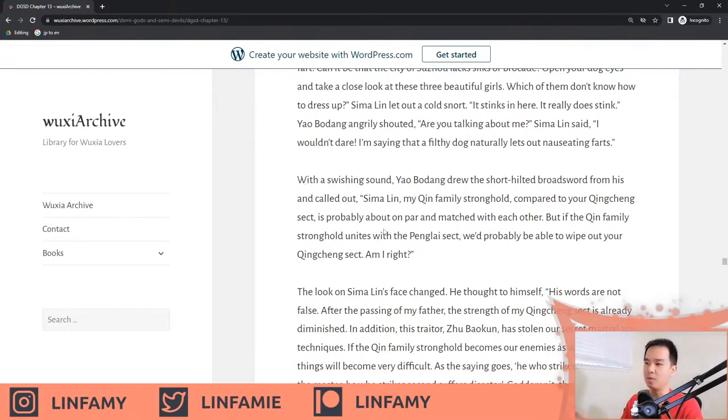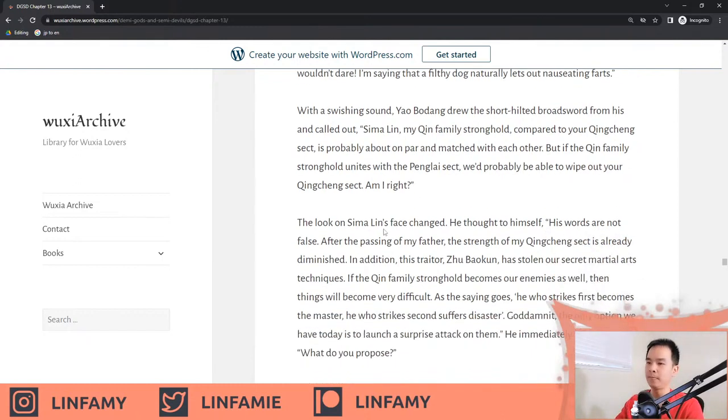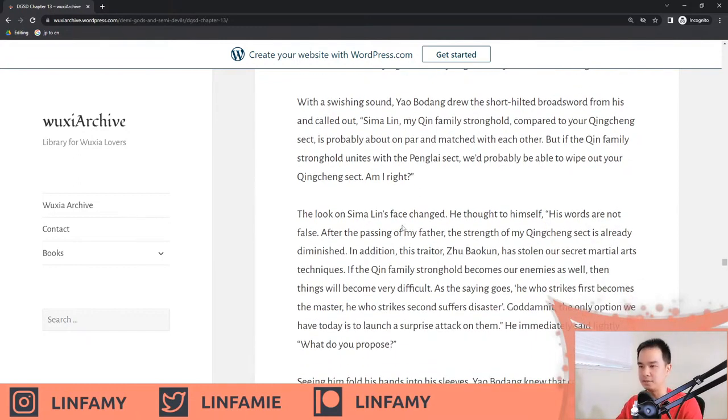With a swishing sound, Yao Bodong drew the short-hilted broadsword from his waist and called out, "Sima Lin, my Qin family's stronghold, compared to your Qin Cheng sect, is probably about on par and matched with each other. But if the Qin family stronghold unites with the Peng Lai sect, we'd probably be able to wipe out your Qin Cheng sect. Am I right?" The look on Sima Lin's face changed.